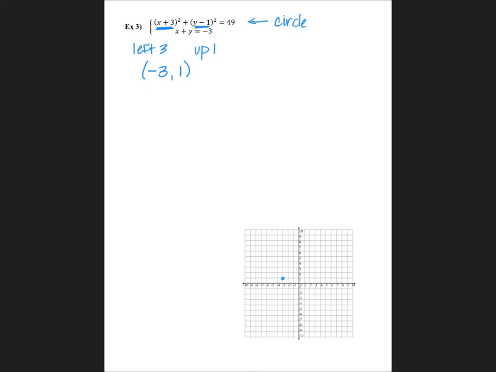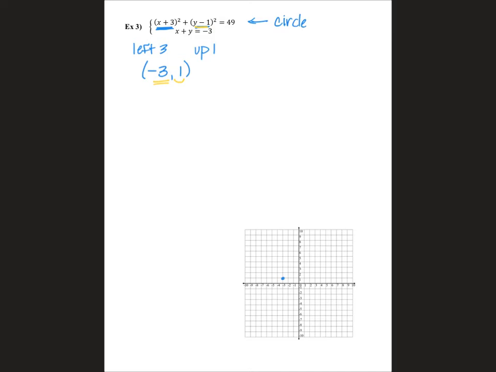Now, if you look back in the beginning, if you were to plug this negative 3 into this binomial, it would take me back to 0, which is no shift. And that's the same concept here. If you were to take this 1 and substitute it in here for y, that would take me back to 0 as well, where it is no shift. All right, so I have my center point.